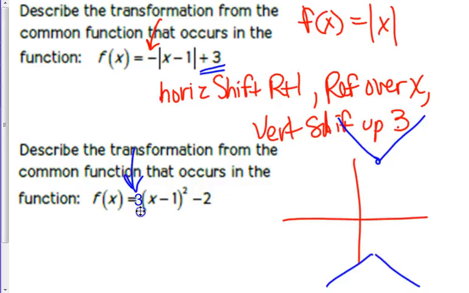This would be a vertical stretch by a factor of 3. Okay, if there was a 3 out there.